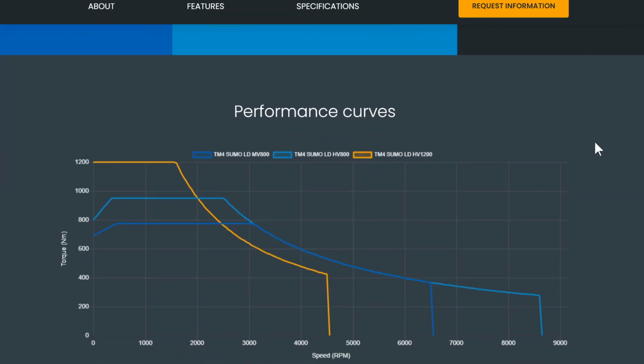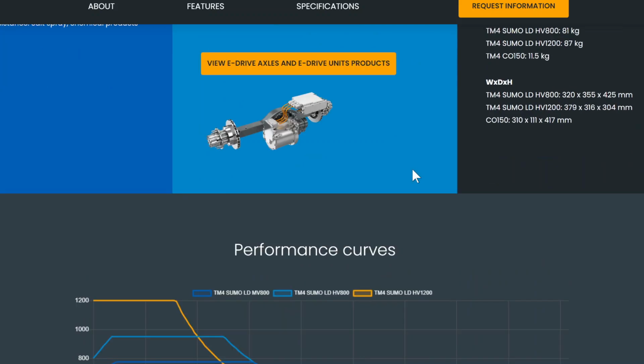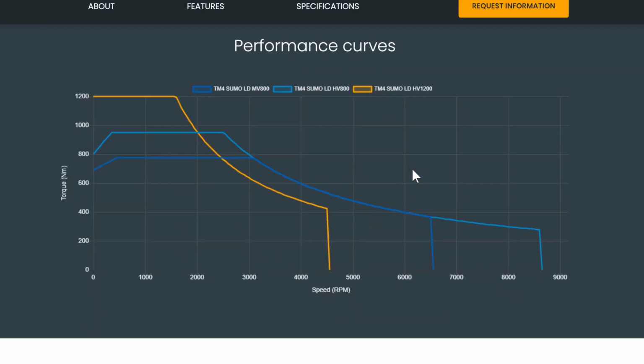You can see performance curves, right? Can you see the torque versus RPM? Yes, sir. So this is what I think the one they are selling is shown in the orange or yellowish color.